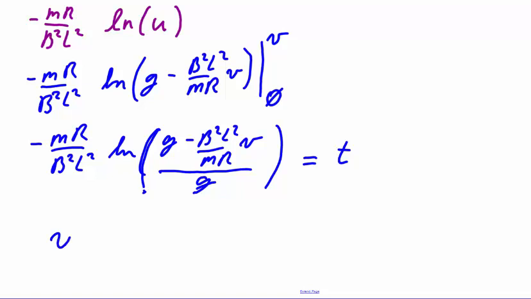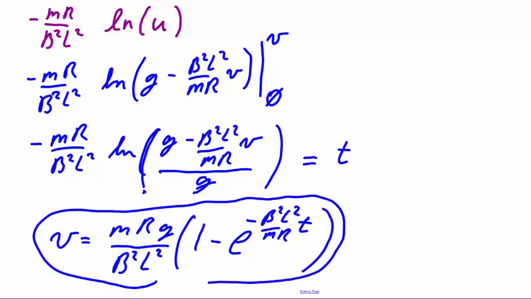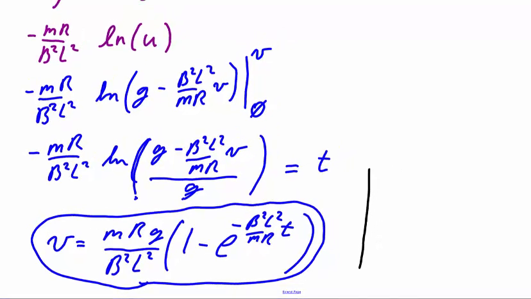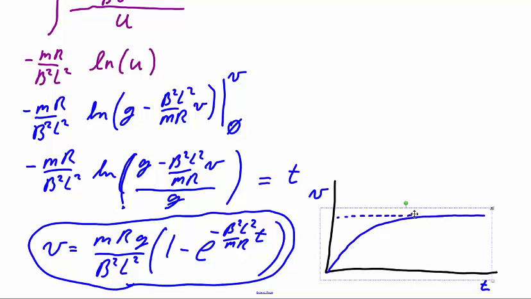and if you've done it correctly, you'll come up with the result that the velocity is equal to mrg over b squared L squared times a saturating exponential function. This function is very familiar from our studies of transient circuits, and we can plot this result for velocity as a function of time as a rising saturating exponential, where the value at saturation is equal to mrg over b squared L squared.